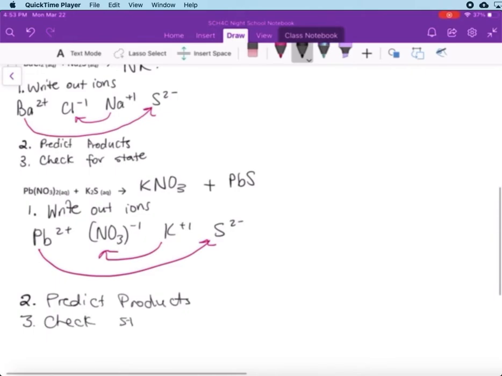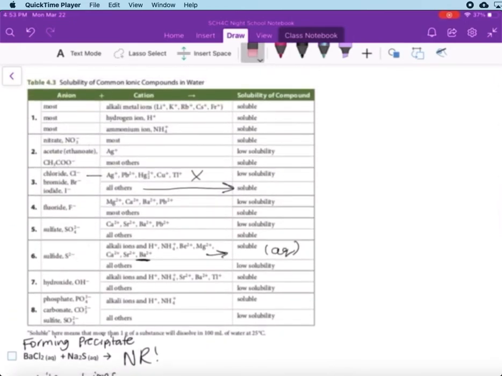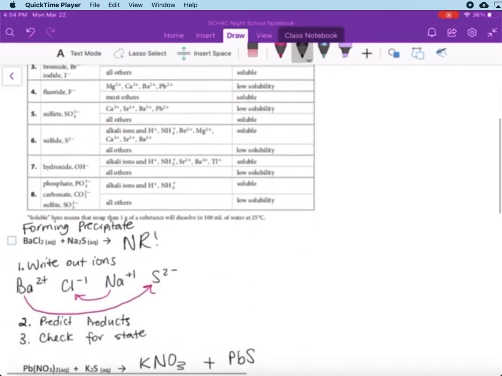Now we also have to check the states with our solubility table. So I'll just get rid of all of our markings from our previous question and we'll start fresh here. We're going to go all the way down to nitrate, go across. The only option is most are soluble, so we know that this is aqueous.